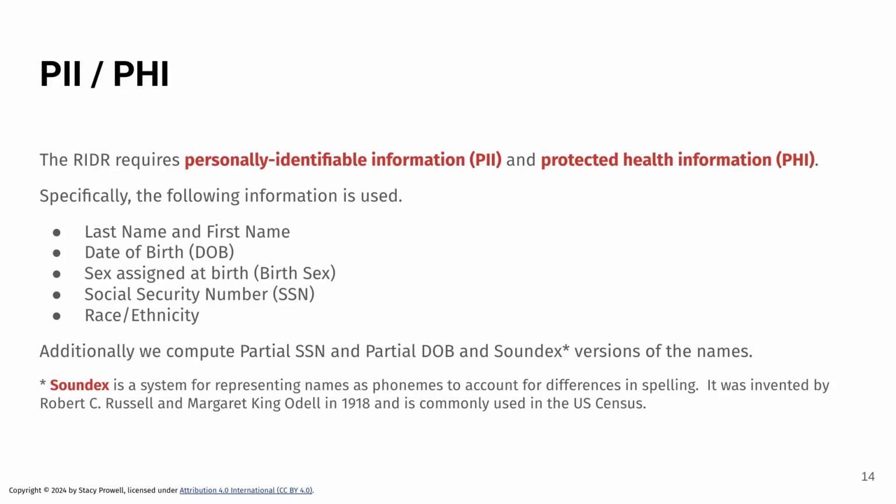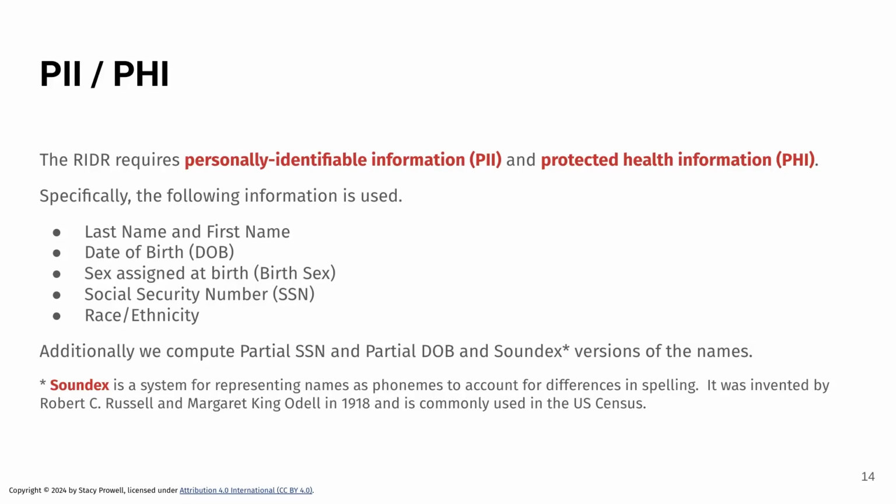What information is used? Last name and first name, date of birth, sex assigned at birth, social security number, race, ethnicity, and in addition, we can compute partial social security numbers because sometimes people enter them wrong. They'll enter a 9 as a 6 or make some other mistake. Partial date of birth, same reason. And Soundex versions of your name.